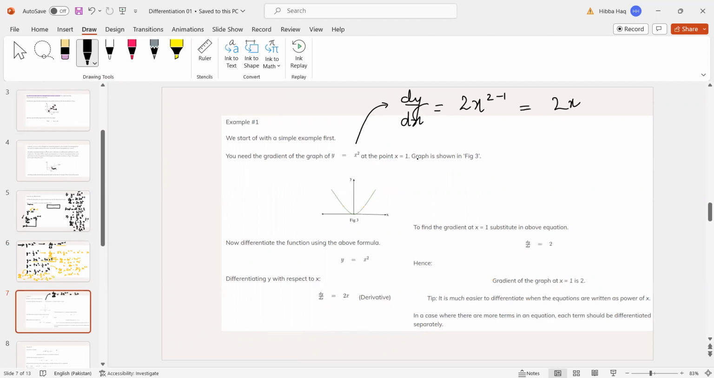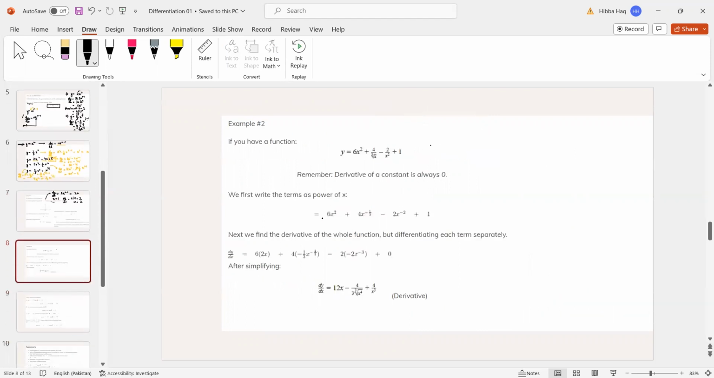Now you have the differentiated function, and you have to find the gradient at point x is equal to 1. So I'm going to substitute x is equal to 1. I'm going to get dy upon dx is equal to 2 into 1, which is 2. So my gradient at this point is 2. This is basically how you're working your way around it. Let's look at another example here.